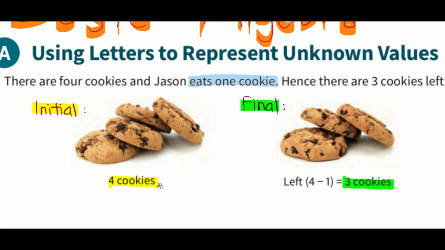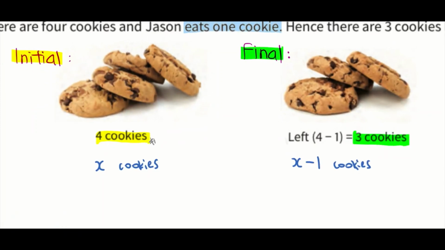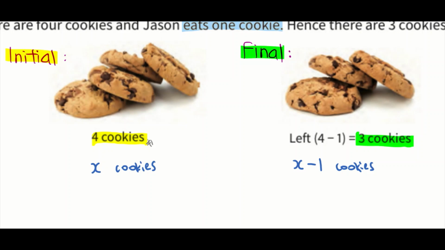So let's say I give you that Jason has x cookies at the start, then how many cookies does he have left? So the answer is x minus 1 cookies left because he ate 1 cookie only. So I think what we can see is that instead of using numbers, we are using alphabets instead.